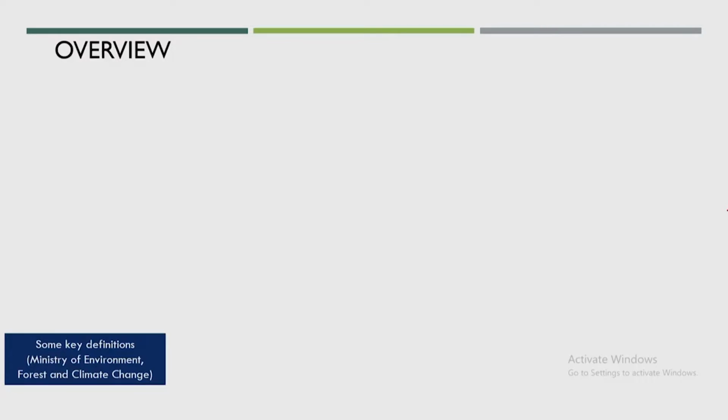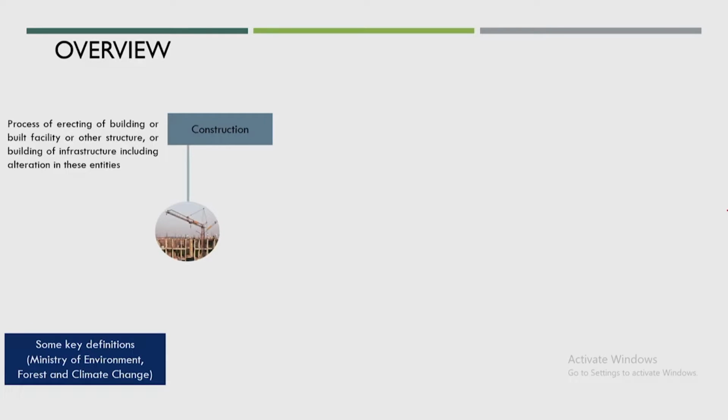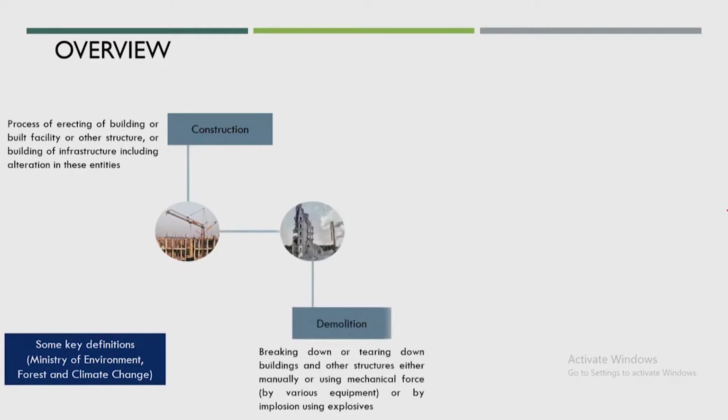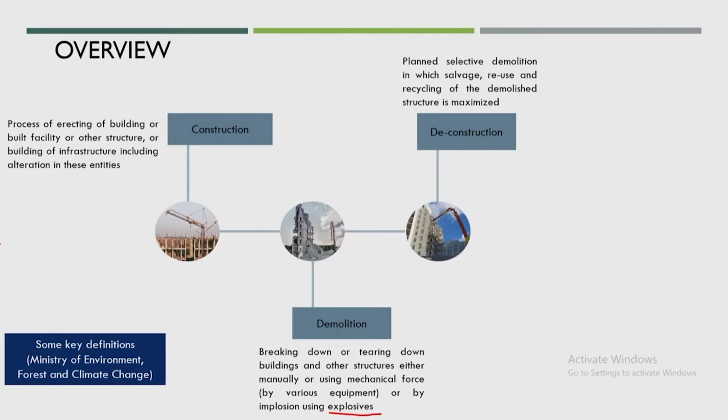When you talk about construction and demolition waste, let us see how it has been defined by the Ministry of Environment, Forest and Climate Change. First, construction is the process of building any building or other civil structure or infrastructure, and the waste from that is the construction waste. The demolition waste could come from breaking down or breaking out of a building, and mostly these buildings are demolished by putting some explosive, and the entire building gets demolished.